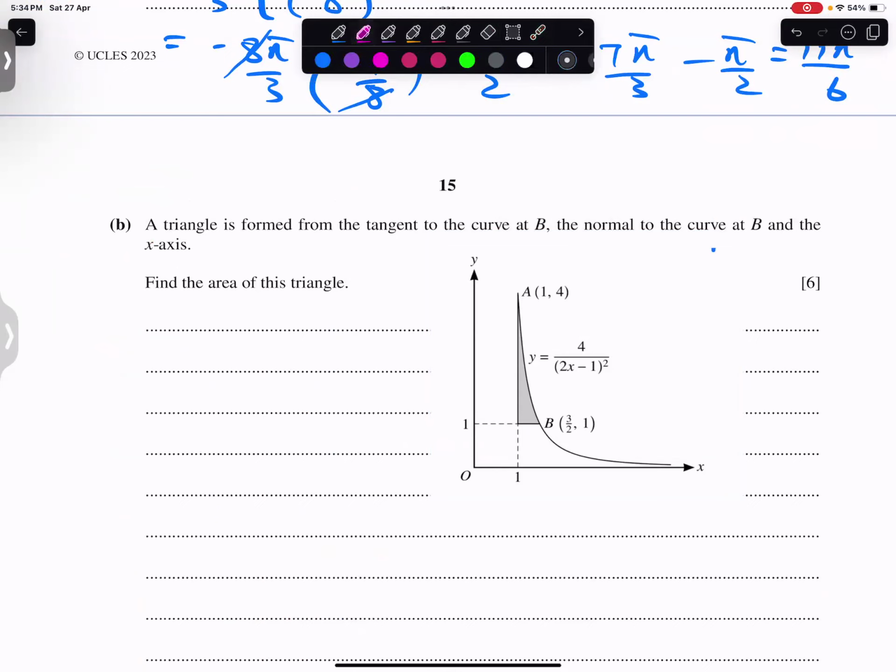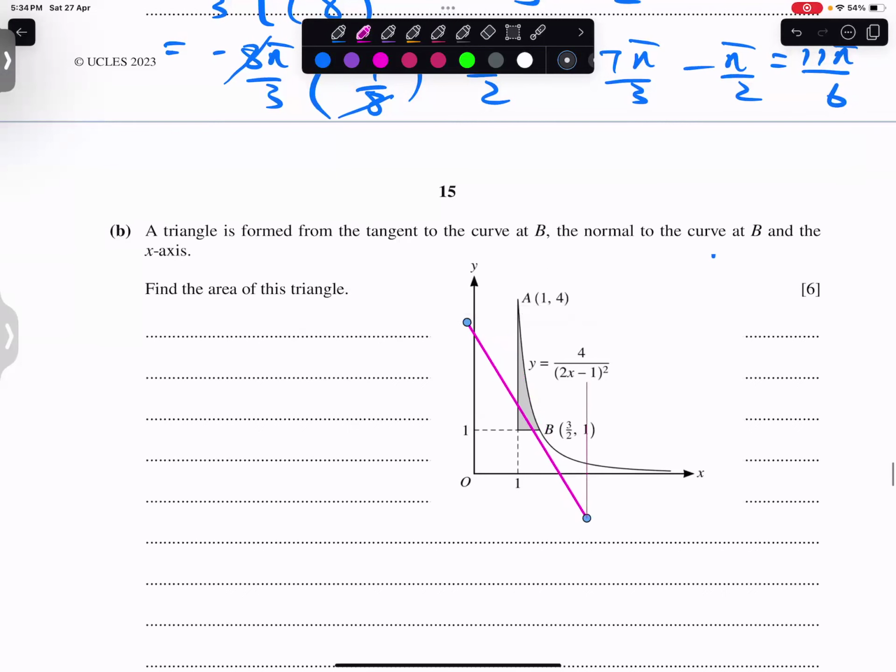So let's draw a tangent to the curve at B. So this is the tangent to the curve at B. Okay, now the normal to the curve at B. Again draw a normal to the curve at B. So this is my point B. Just forget about this y-axis for now, so that you do not think it passes through the origin. Forget the origin. Just imagine that now this triangle has formed, and this is your triangle, students. So you need to find the area of this triangle.